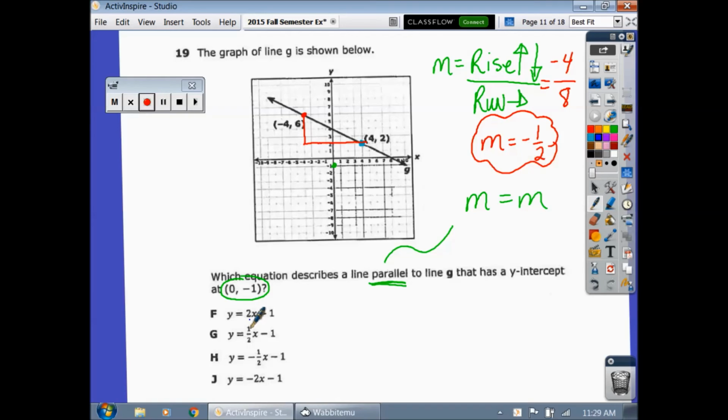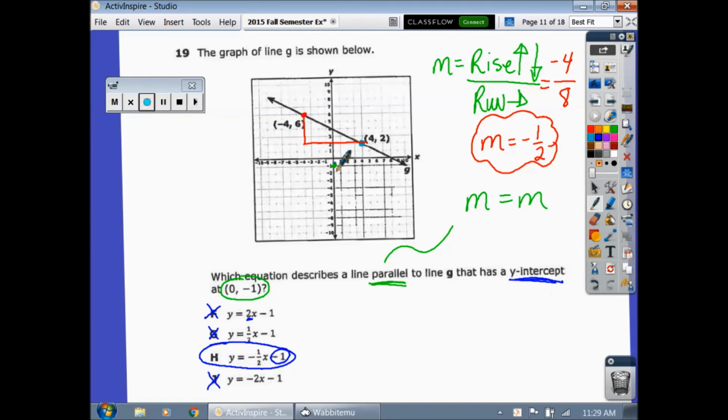Look at letter F. 2 is in front of x. That is not the answer. Look at letter G. G is +1/2. That's not the answer. And if you look at J, that's -2. And so you can already see here that your answer is H. Because at -1, that is your y-intercept. And that's what it was asking you to do, to go through the y-intercept and have the same slope, parallel to the line given.